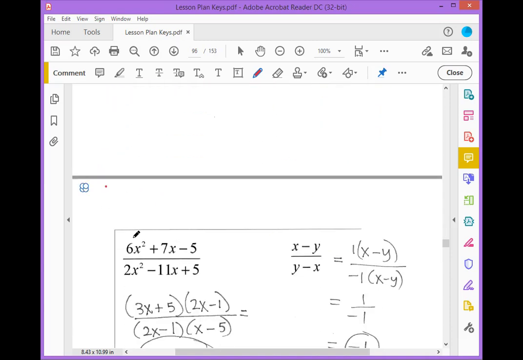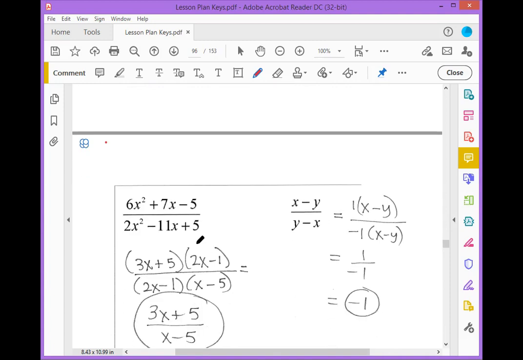Now in the next example, we have two trinomials that we want to factor. The numerator, 6x squared plus 7x minus 5. We're going to factor this 6x squared using 3x and 2x. And then we factor the minus 5 using positive 5 and negative 1. In the denominator, 2x squared, we factor using 2x and 1x, and 5 using minus 1 and minus 5.